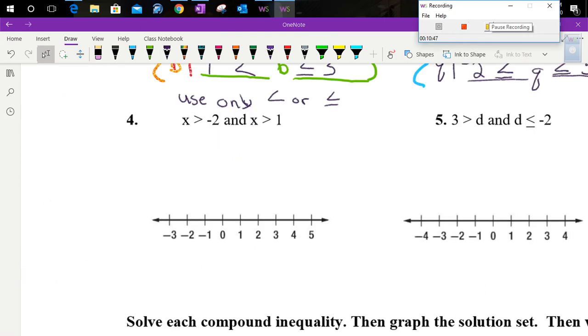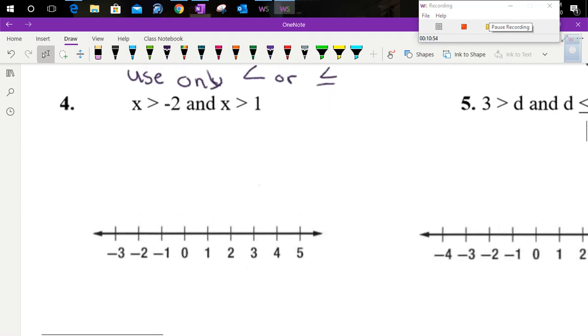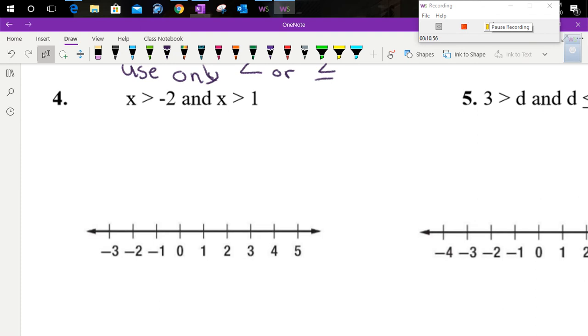So I'm actually going to skip example number 3 and go to example number 4. Example number 4 is a little bit different. So on example number 4, x is greater than -2. So I'm going to go down here to my -2 and put an open circle and a line going to the right. When I graph this one here, x is greater than 1, I go to my 1, put an open circle on it, line going to the right.